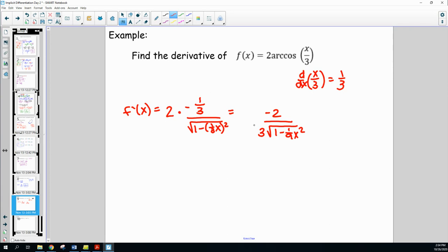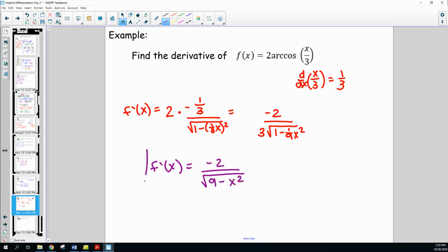And then I could leave it like this, but the 3 that I pulled out, if I put it back in, that means it had to be a 9 inside the square root, since the square root of 9 is 3. So I can put that back in. So we have -2 over square root. If I put the 3 back inside, it becomes a 9 on the inside. So I really have 9 times 1, so that's going to be 9. And then I have the 9 times -1/9 x squared. So that's just going to be minus x squared.